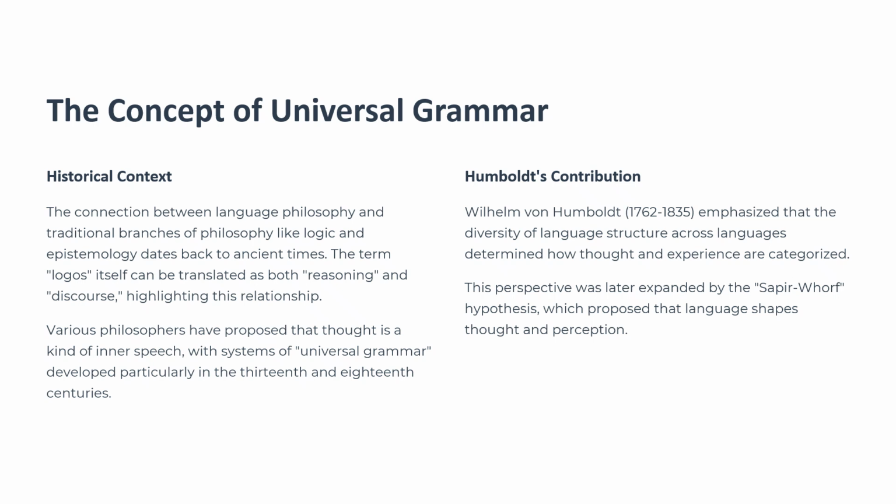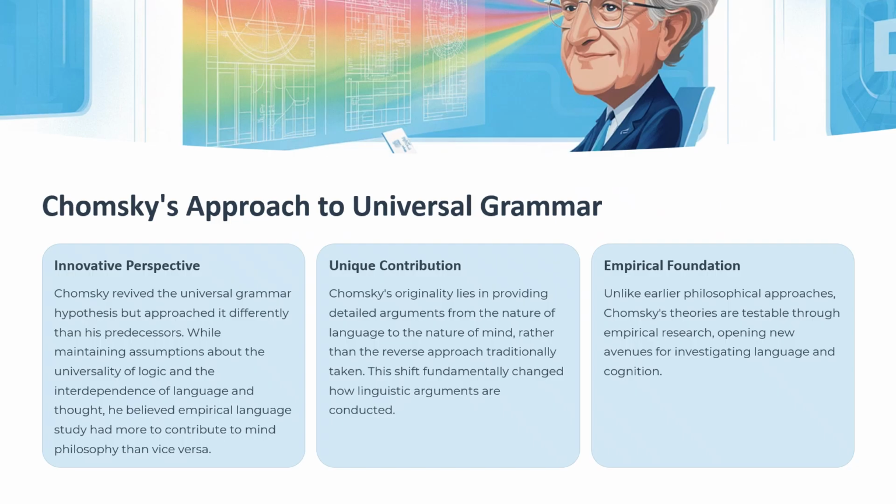Humboldt's contribution. Wilhelm von Humboldt, 1762-1835, emphasized that the diversity of language structure across languages determines how thought and experience are categorized. This perspective was later explained by the Sapir-Whorf hypothesis, which proposed that language shapes thoughts and perceptions.